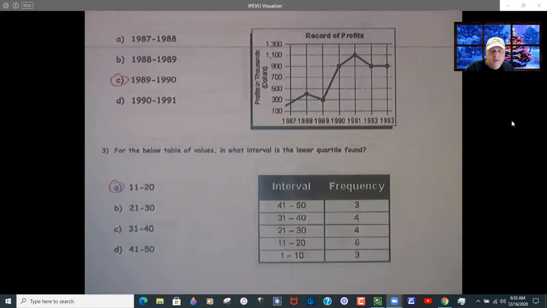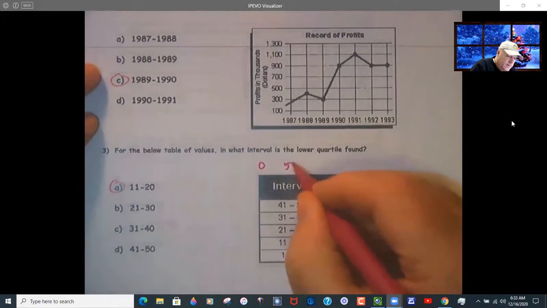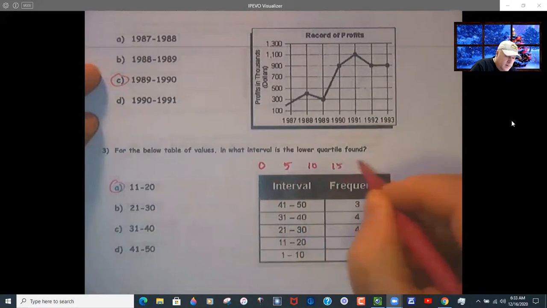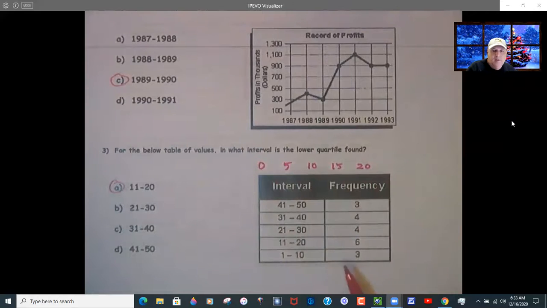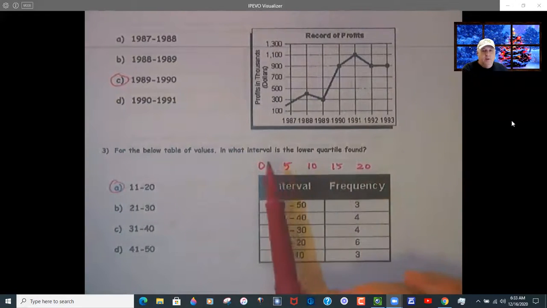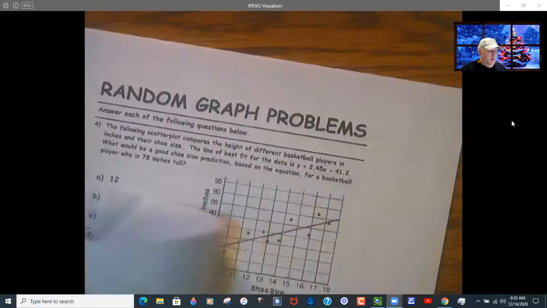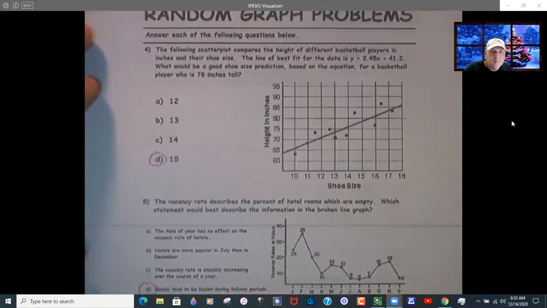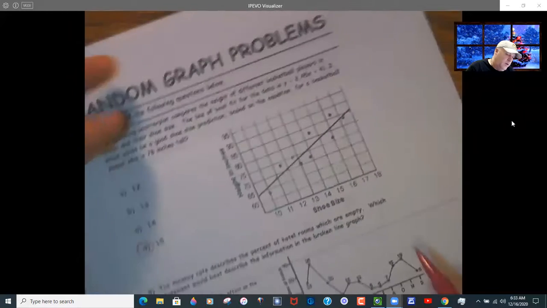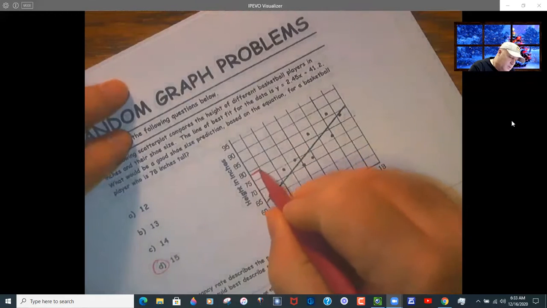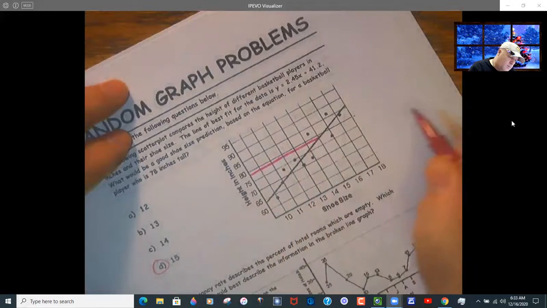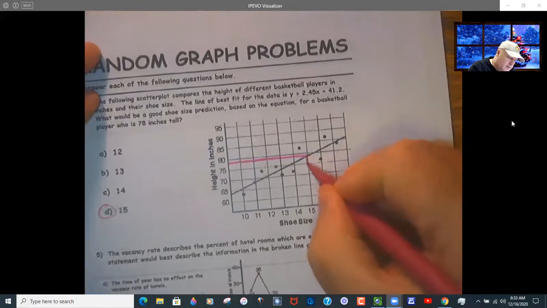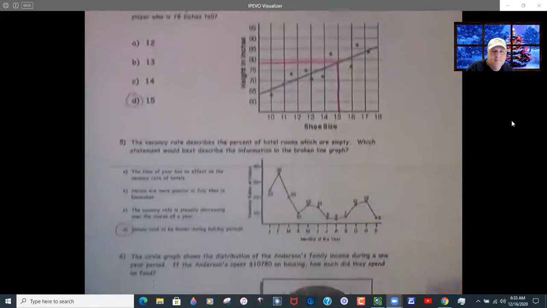Try to do it into 4 equal groups because that's what quartiling is. So like 0, 5, 10, 15, 20, but those are the counts. So you got to go to your 5th count, which is 11 through 20 for the lower quartile. All right, so 78 inches tall. So you just want to go across. And that hits 15.